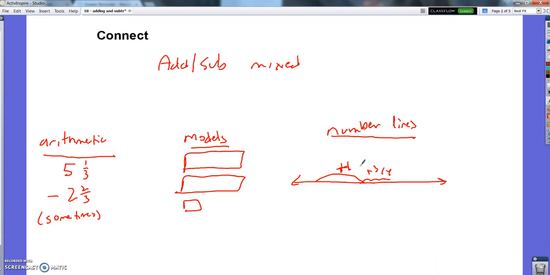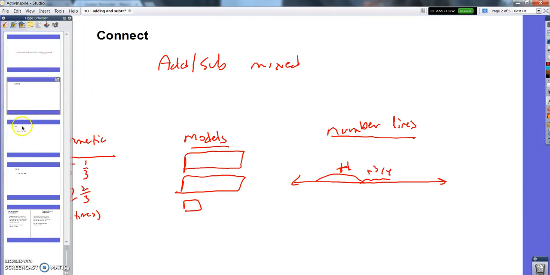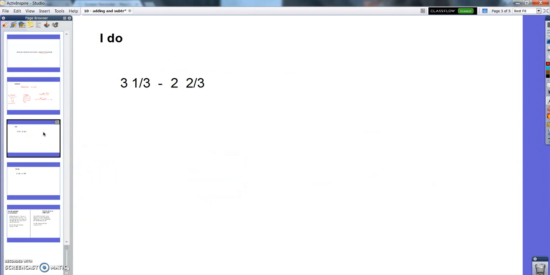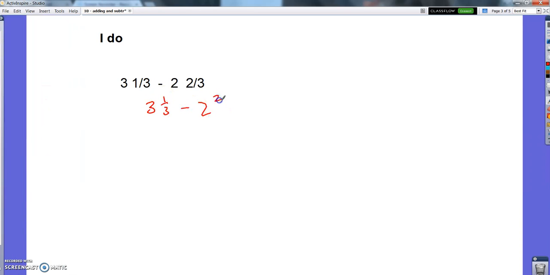Hopefully at least one of these strategies, hopefully all these strategies work well for you. But just in case, I want to show you one more strategy today. Alright, so let's look at this one. 3 1/3 minus 2 2/3. This is one of those arithmetic doesn't work too well problems. So one other strategy I want to give you is what you can do to make this real easy: you can turn these both into improper fractions. And if you do, they're really easy to deal with.